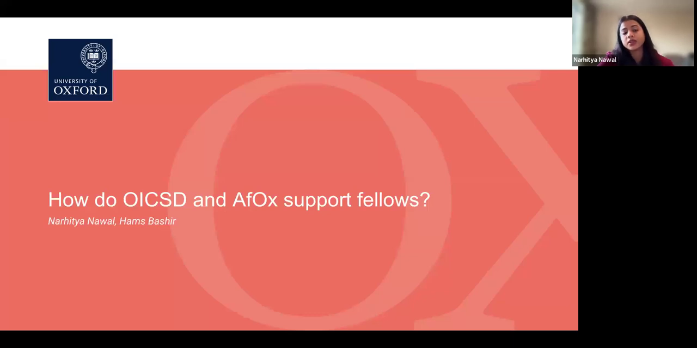We are so glad to be partnering with AFOX in supporting this fellowship. Our shared role is to create the conditions in which fellows can thrive intellectually, professionally, and personally. We support the fellowship through several key pillars.